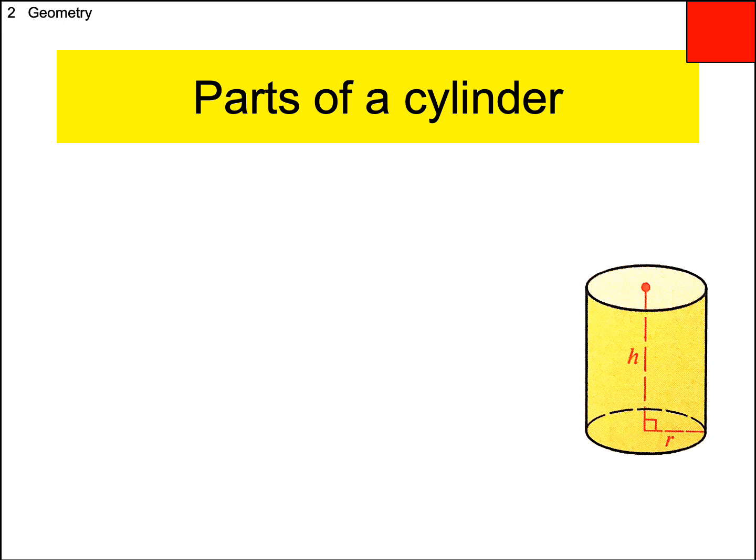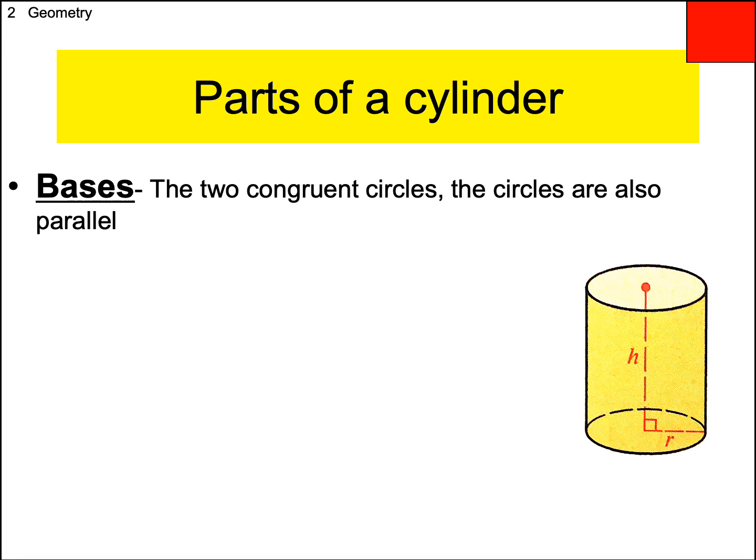All right, so draw me a cylinder real quick and let's label the parts. Yes, we generally draw our cylinders where the top and bottom are the circles, but it doesn't have to be that way. For this particular one, the bases are those circles, although they look like ovals when we draw it. And one key note is that the circles are also parallel to each other. And the biggest key point is they are congruent. So two congruent circles that are parallel to each other are called the bases.